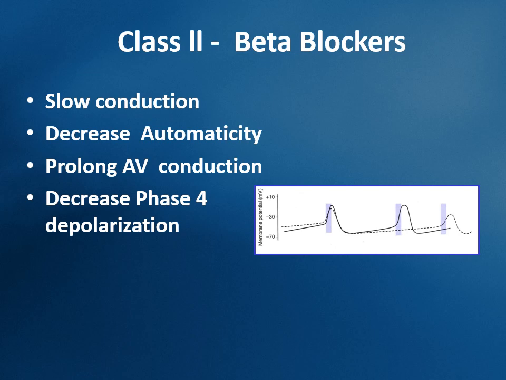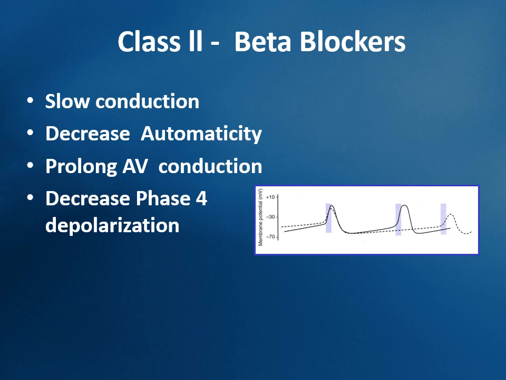So it's going to decrease the automaticity, right? So it's going to slow down the heart rate. It's going to prolong the AV conduction there and decrease the phase 4 depolarization, right? So that means it's going to become more difficult to have an action potential because I'm slowing down that conduction there, right? So again, that's going to make it so that the automaticity goes down, heart rate is going to go down, okay?